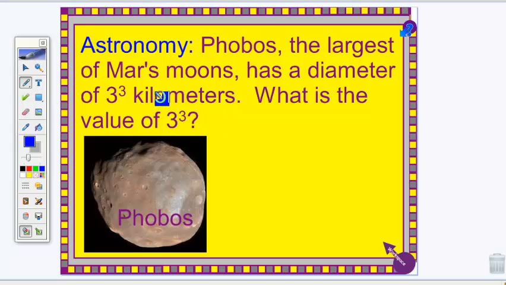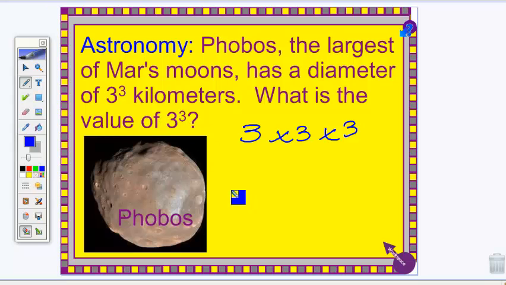Okay, here's another example. Phobos, the largest of Mars's moons, has a diameter of 3 cubed kilometers. What is the value of 3 cubed? So this will be 3 times 3 times 3.